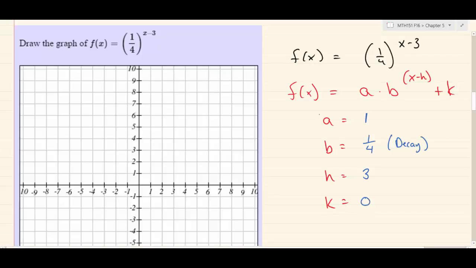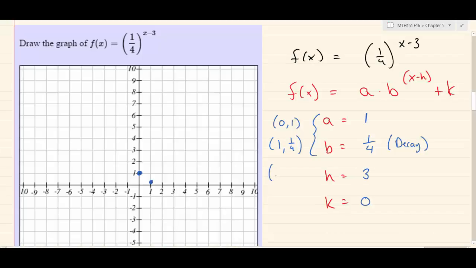Using a and b, we're going to have the points (0, 1) and (1, 1/4). And we got the 1/4 by taking a times b. So we can plot these. (0, 1) right here. (1, 1/4) right here. And that's going to be hard to graph.